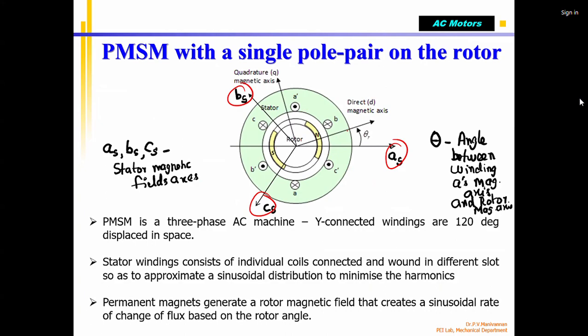There are two magnetic axes. One is called the magnetic flux at the direct axis. That is the axis between the south and north pole of the rotor magnet. With respect to the same axis, there is another magnetic flux, which is called the quadrature magnetic axis, and that is at 90 degrees. That is called quadrature. This is what is mentioned here.